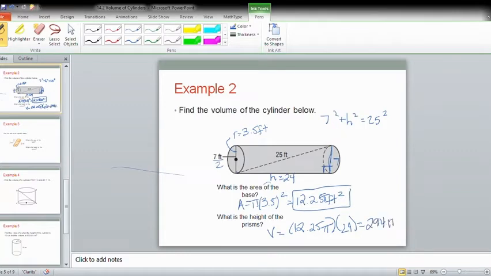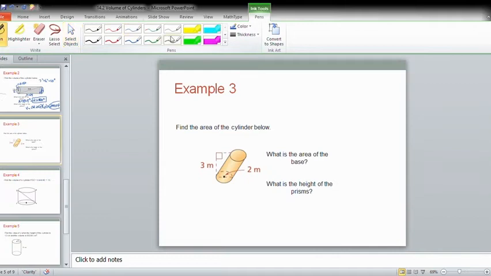294 pi feet cubed. All right. Let's take a look at another one. So we have a cylinder with a radius. Oh, careful, this is the diameter. It goes from one side to the other. So then our radius is going to be 1 meter.